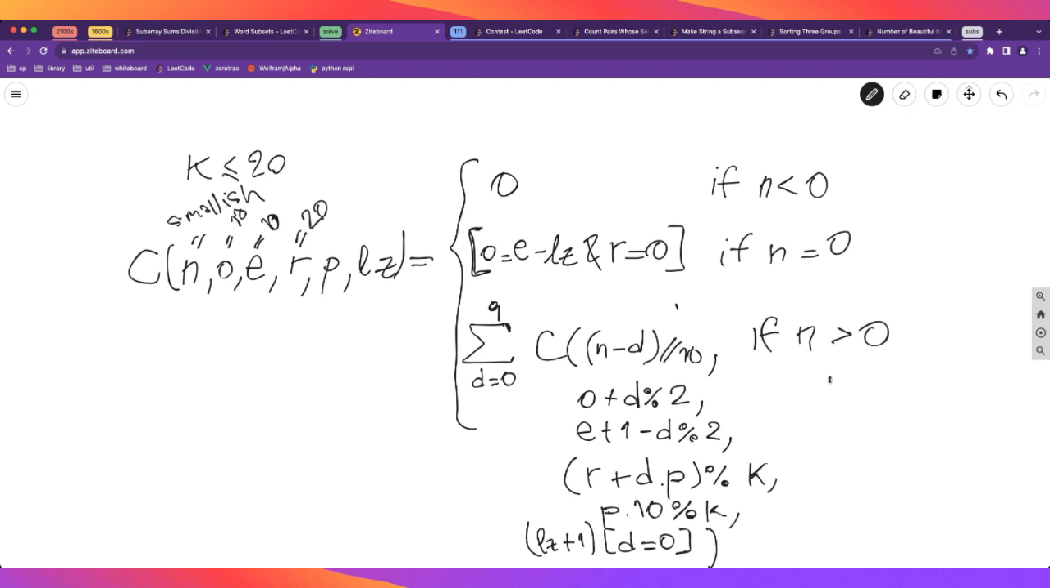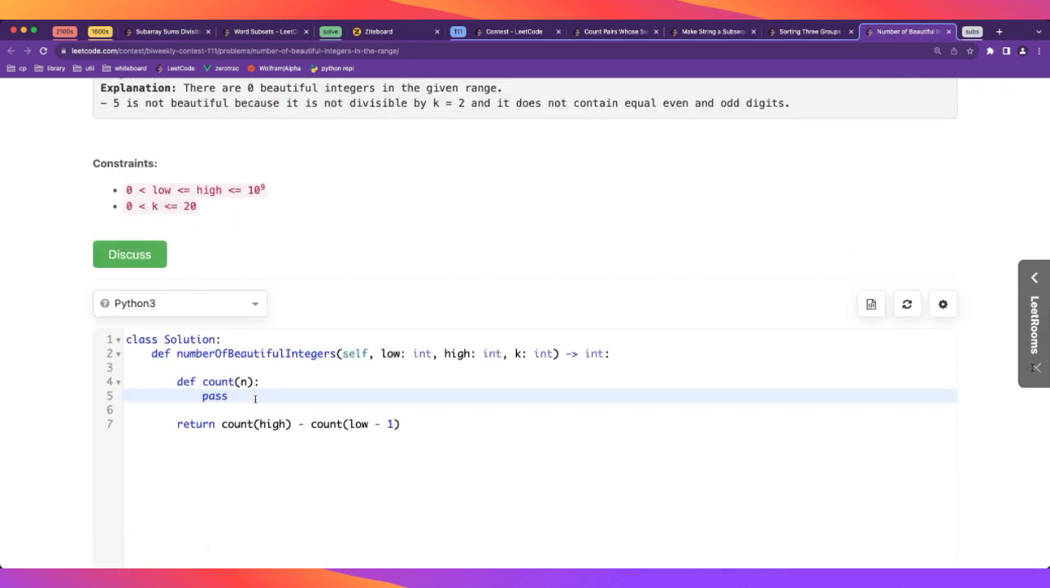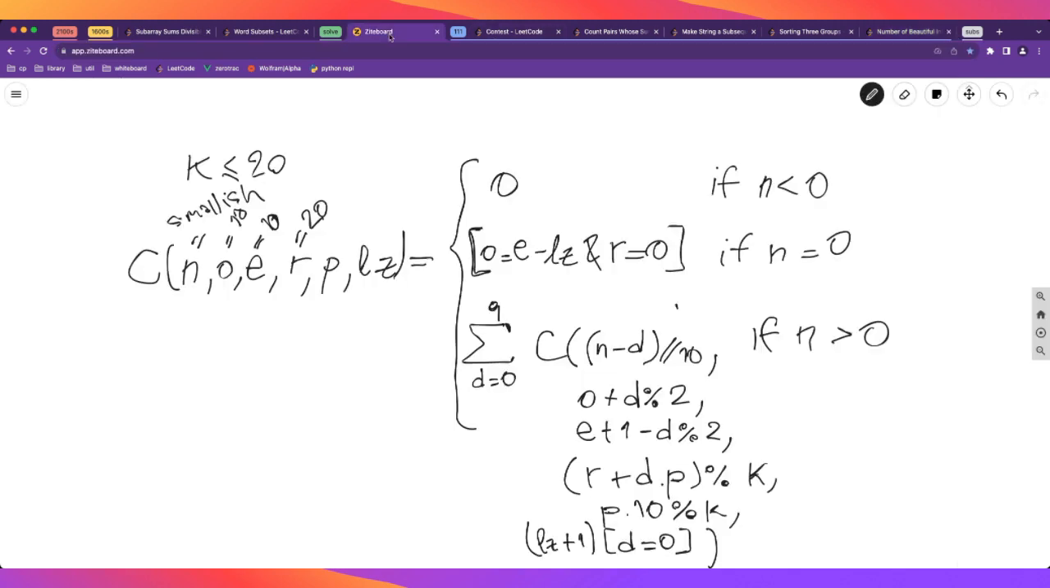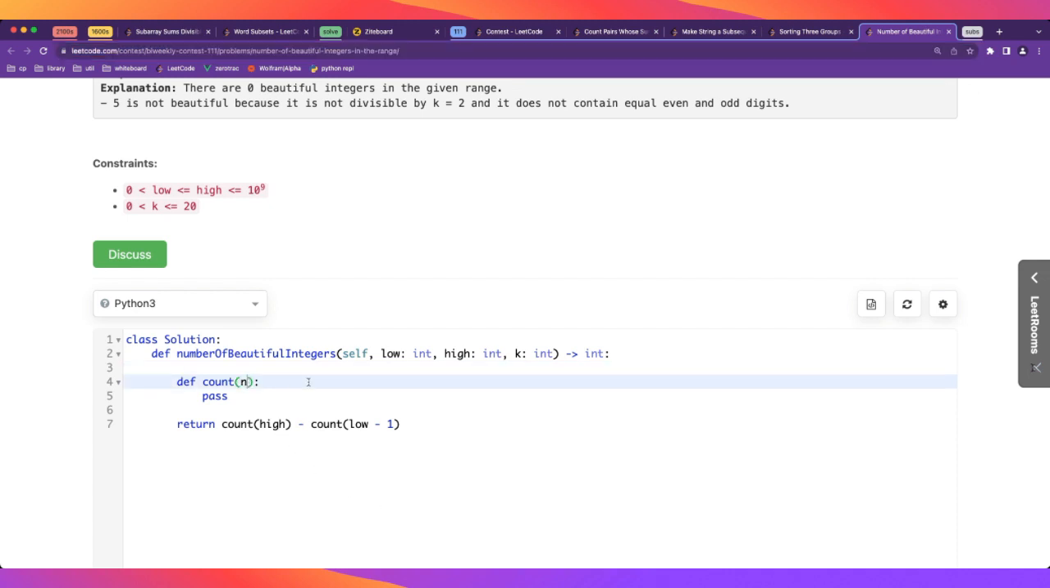This is the whole solution, the whole recurrence. Now we translate it into code, which is very straightforward. So how many arguments do we have? We have 6 arguments. It's a lot, but it's okay, we know what they mean. Odd, even, then the remainder, and then the power of 10, and then the leading zeros.